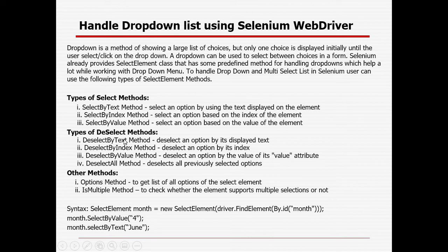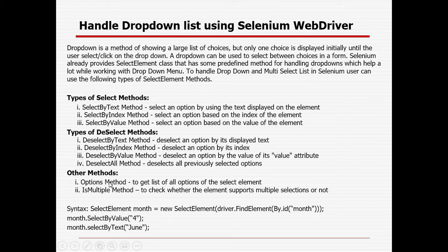Similarly, for deselecting, in case something has been selected and the system provides the option to deselect it, you can use these 4 options: DeselectByText, DeselectByIndex, DeselectByValue, and DeselectAll, which will deselect all previously selected options. Apart from that, there are 2 other methods available in the SelectElement class.